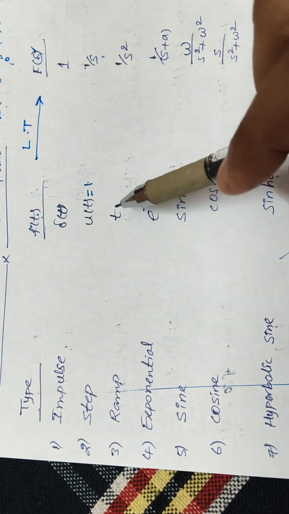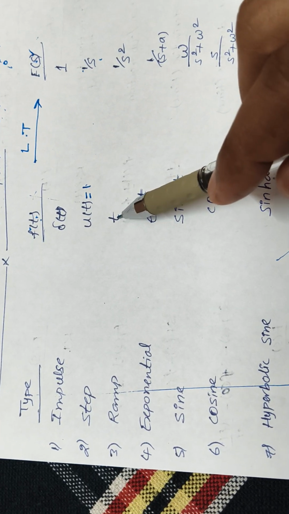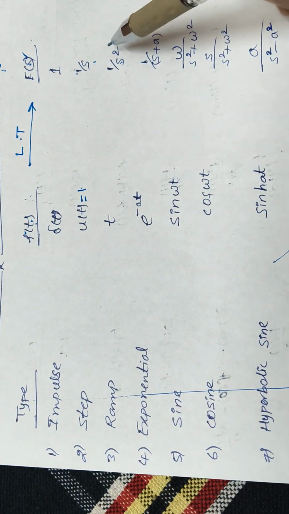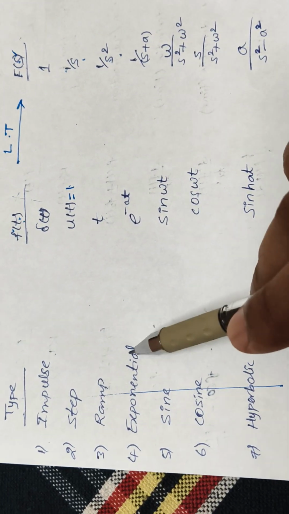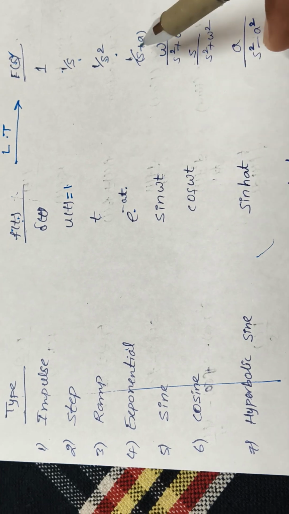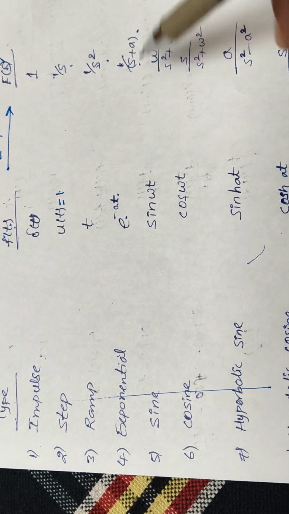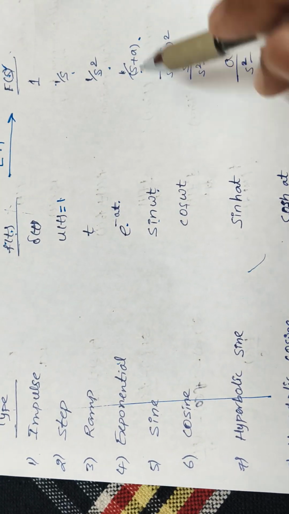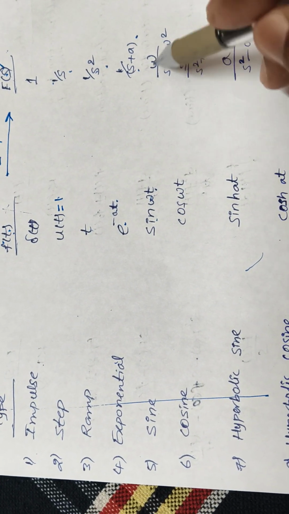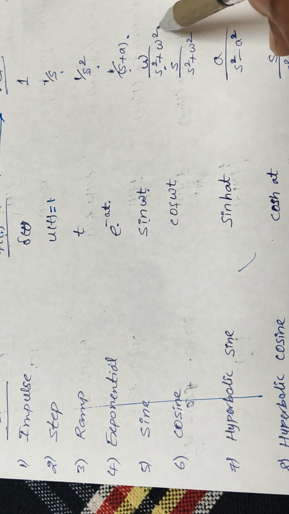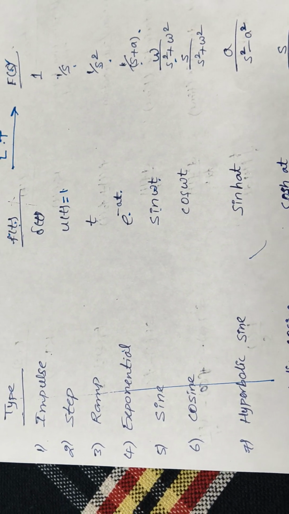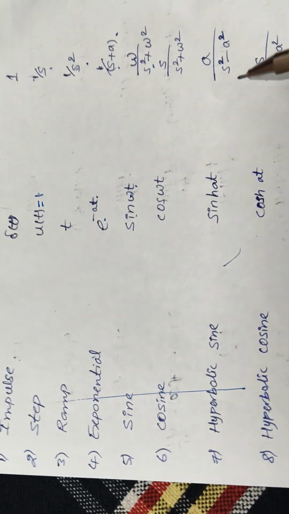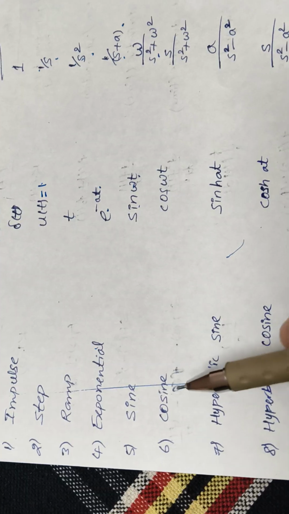A ramp function, time domain representation is t, and if you convert that into the s domain by applying the Laplace transform, it will become 1 by s square. Exponential e power minus at, s domain is nothing but 1 by s plus a. Sine in time domain, sine omega t. In s domain, by applying the Laplace transform, you'll get omega by s square plus omega square. We have seen the derivation. In a similar way, you can find out all the functions by using the same derivation in the previous class.